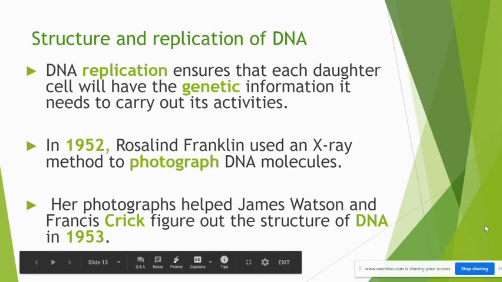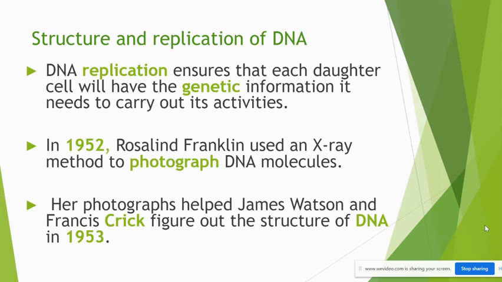So with DNA replication, this again is ensuring that each daughter cell, or each of those two new cells, has the exact genetic information that it needs to be able to carry out its activities. So in 1952, Rosalind Franklin was able to use an X-ray method to photograph what DNA molecules look like, and then her photograph helped James Watson and Francis Crick figure out the structure of DNA in 1953, so how it was actually set up.